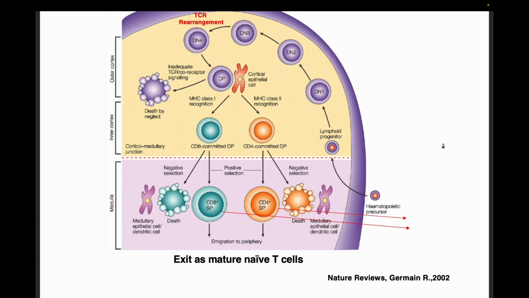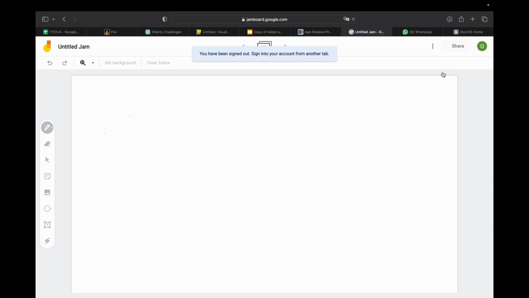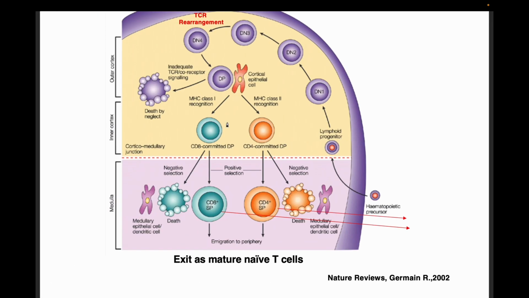Of course, we said that the thymus consists of an inner... wait a moment. Anyway, we said that the thymus contains two parts, the cortex and the medulla. The hematopoietic stem cell enters the cortex and, through its journey to the medulla, it matures. Now, as you can see here, the hematopoietic stem cell enters the cortex. It becomes what? It becomes the lymphoid progenitor. Lymphoid progenitor, then it develops into DN1, DN2, DN3, DN4.